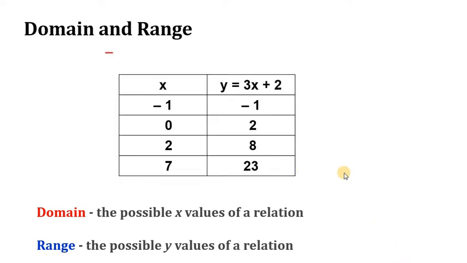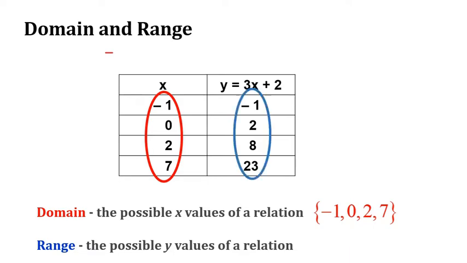For this particular table, the domain will be the possible x values. So it will be this one, and the values are -1, 0, 2, and 7. The range will be the possible y values, and they're -1, 2, 8, and 23.